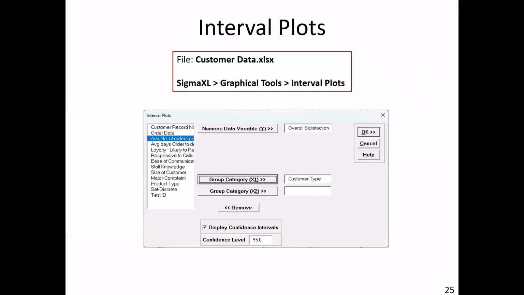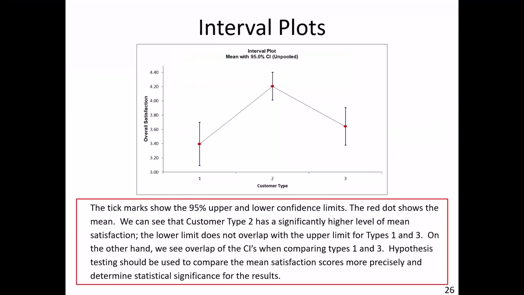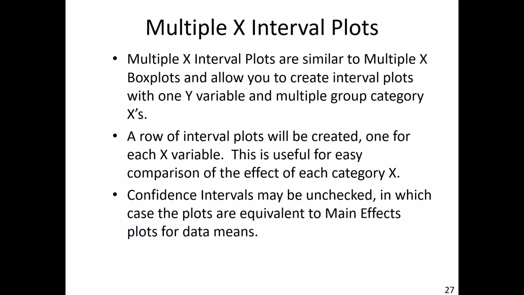Let me go back to the PowerPoint. So this is what I mentioned. We can see that customer type 2 has a significantly higher level of mean. There's no overlap. And between 1 and 3, there's lots of overlap. Then use hypothesis testing to more precisely compare, but this gives you a nice visual guide.